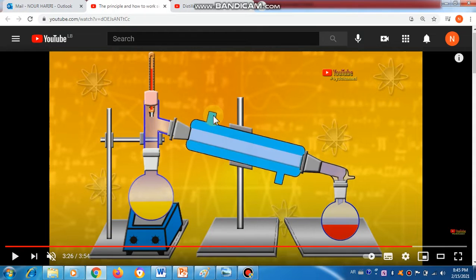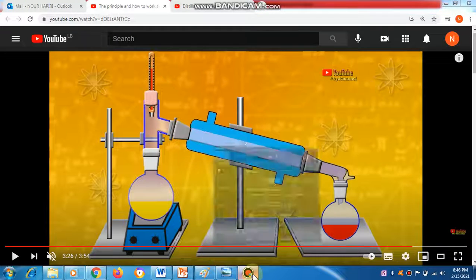اوكي، بدي منكم هلا تعرفولي كمان انه the distillation depends on which physical property. It depends upon boiling temperature. اوكي، هيدي كانت كل شي بدي منكم تعرفوه.